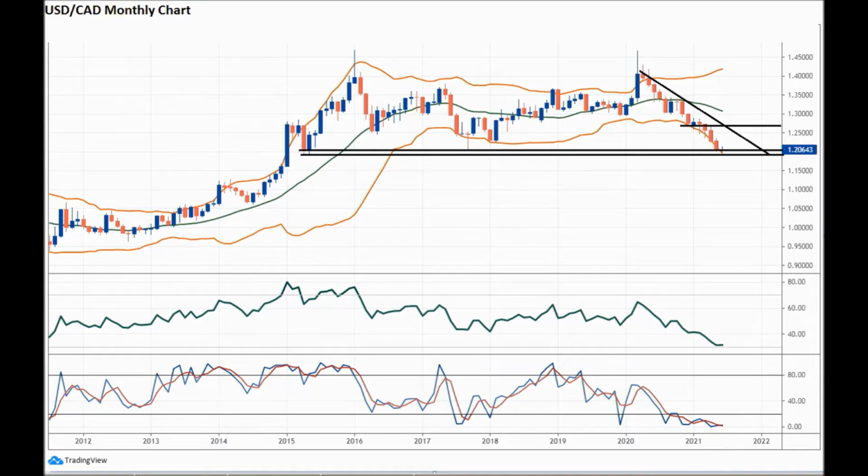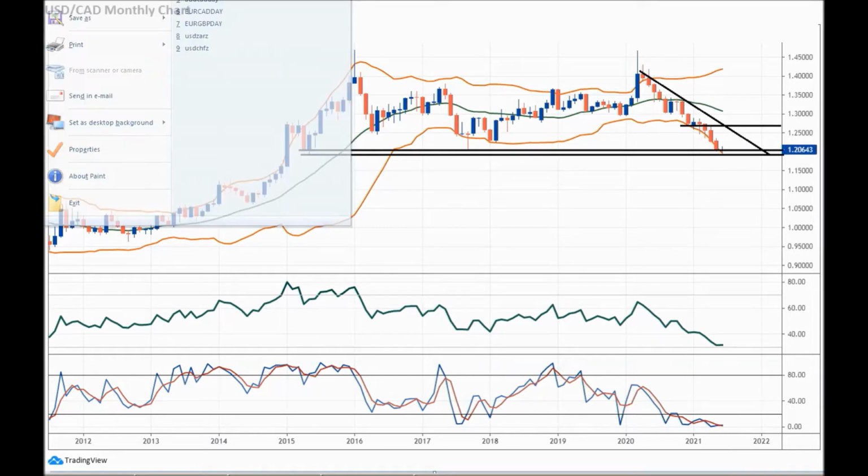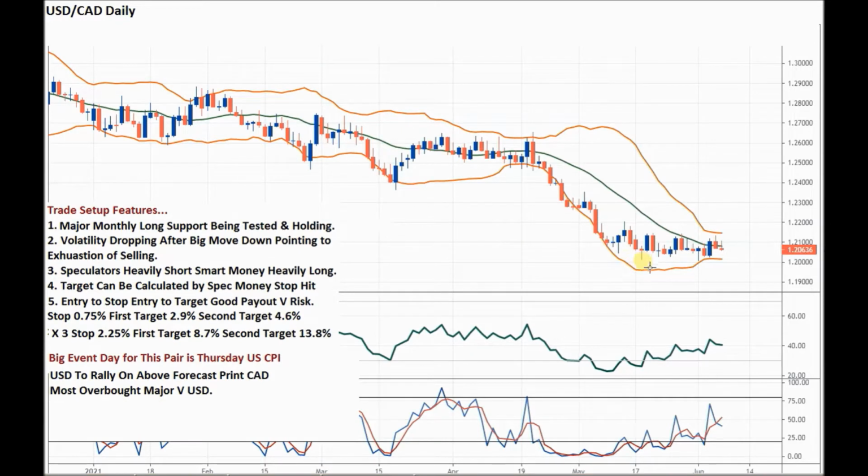If we go back to the daily chart, we've tested it here. No volumes down here at all. Sellers, rebound. Same here. Low volumes, no sellers, rebound. Now, after a big drop down, we're seeing volatility dropping and sideways action. You can see the Bollinger Bands getting really tight. That indicates a drop in volatility.